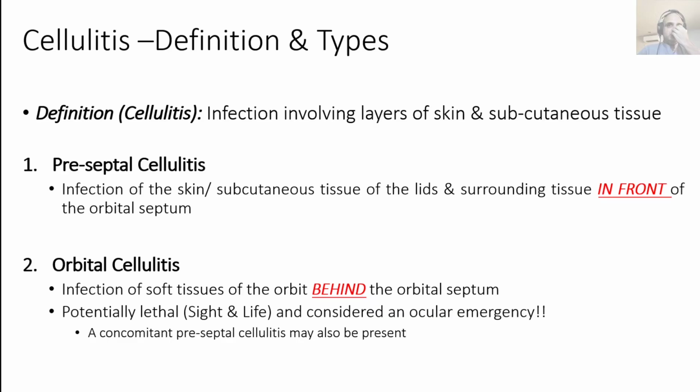And it usually, but not always, starts off from a pre-septal cellulitis that is not appropriately managed, or the patient presents late, so the pre-septal cellulitis has already converted into an orbital cellulitis.